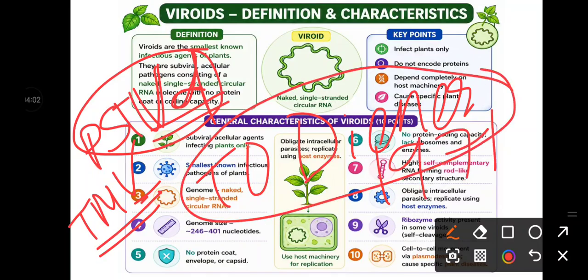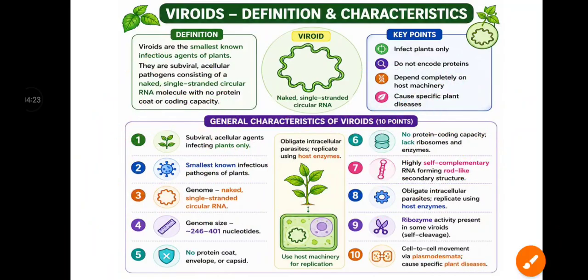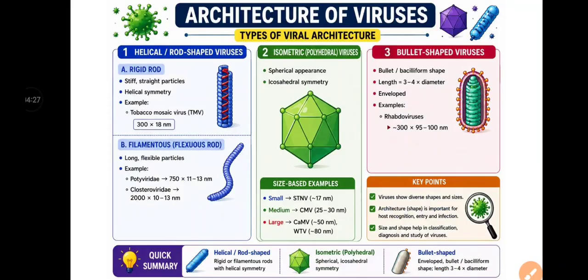This is a very important and most frequently asked question in various exams, not only the ARS or NET exam; in most entrance exams it was asked. So the first viroid discovered was potato spindle tuber viroid by T.O. Diener in the year 1971. So the definition we have covered.